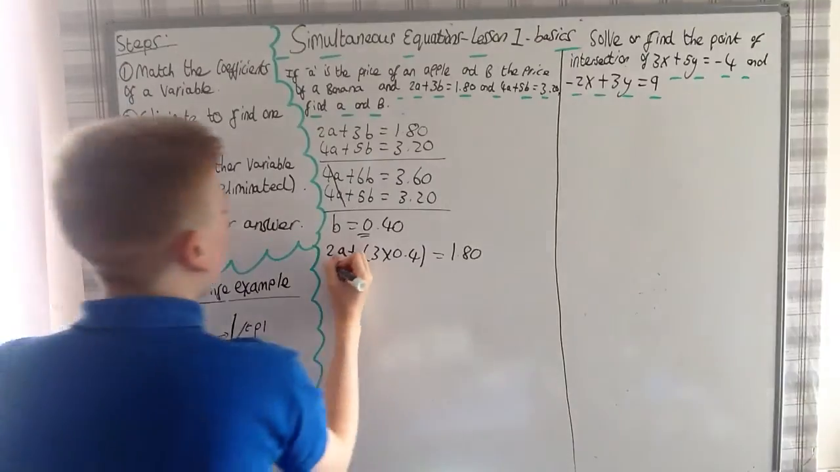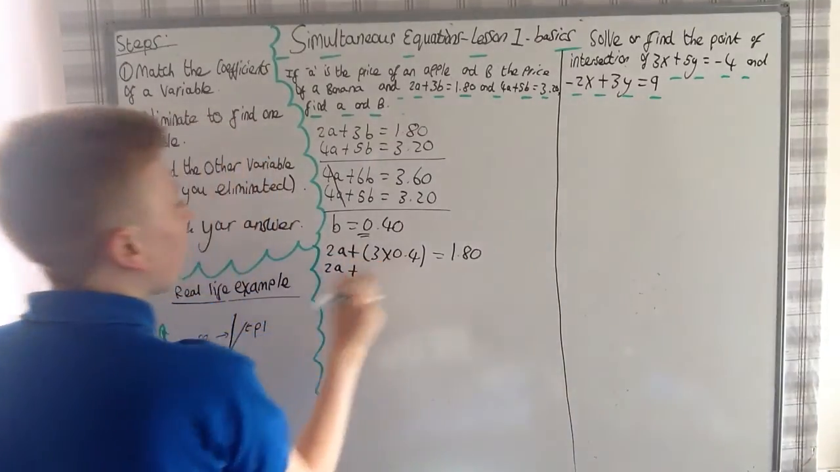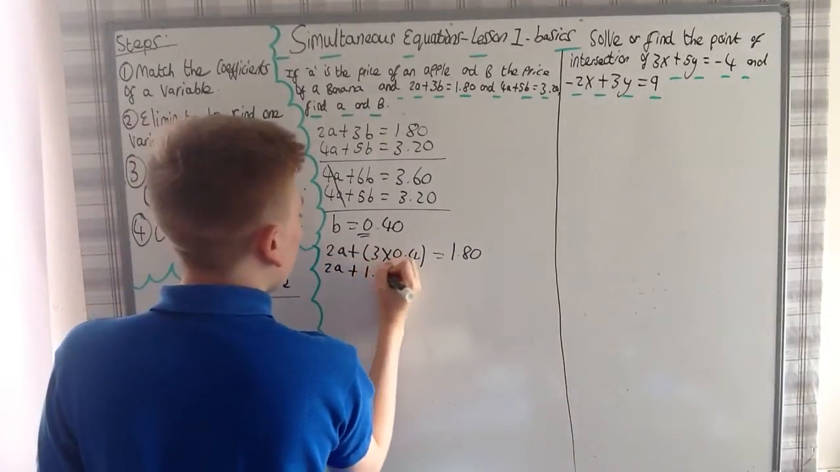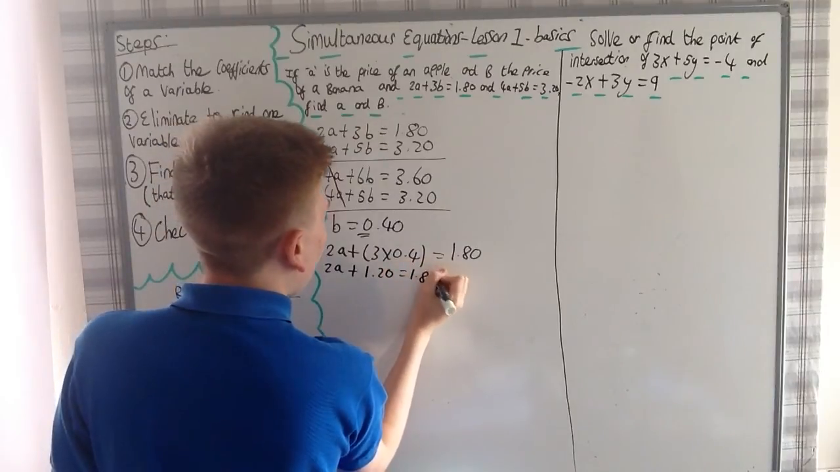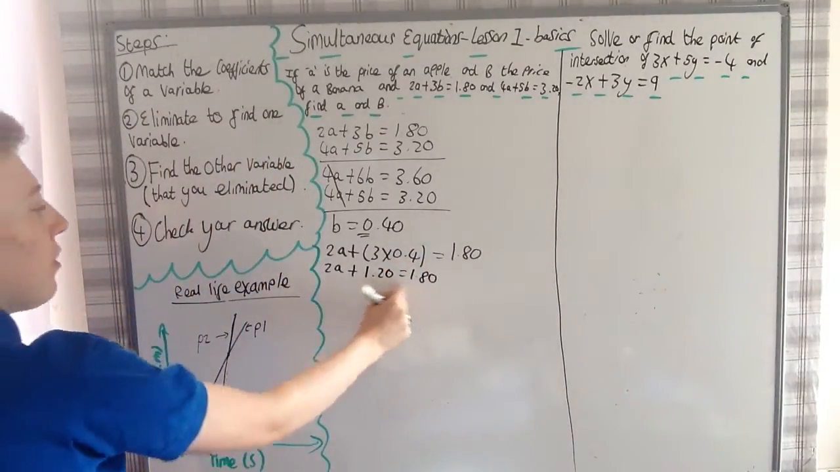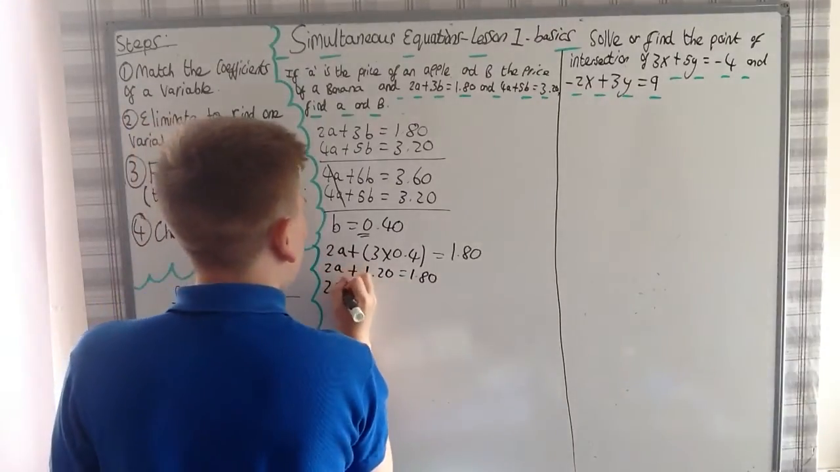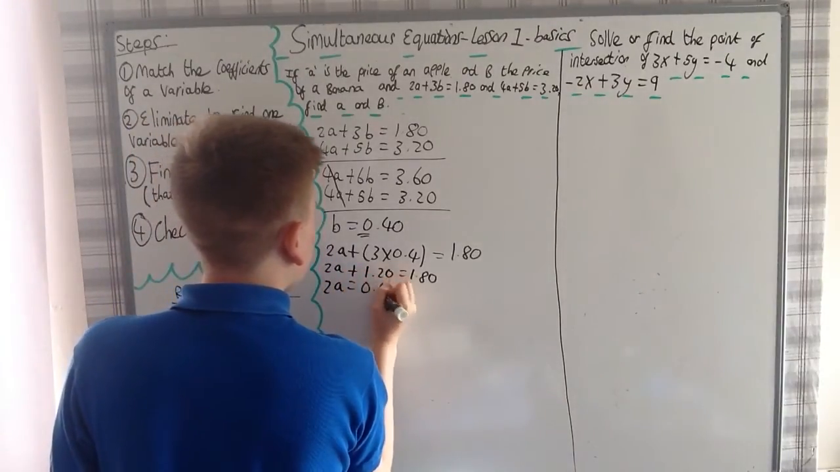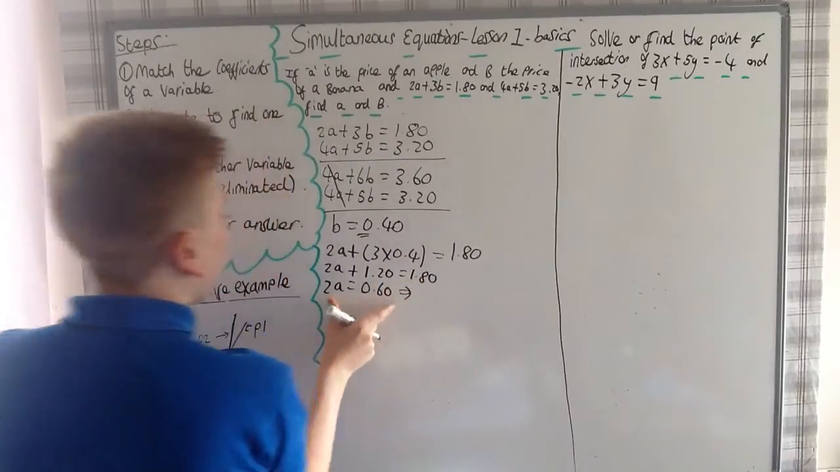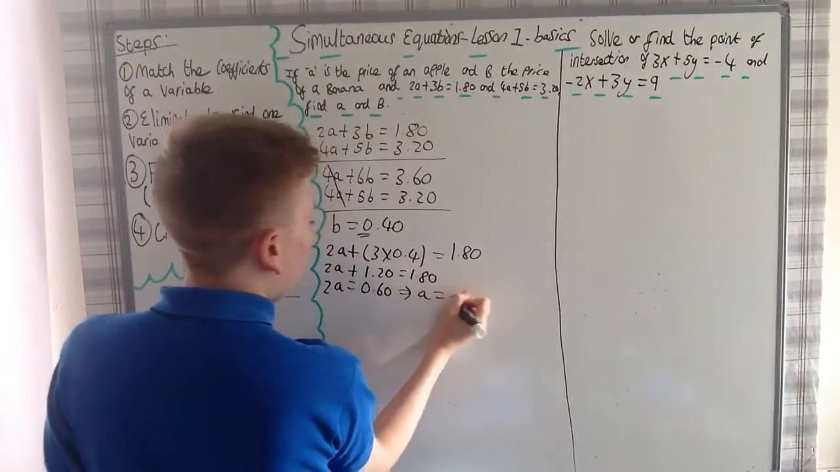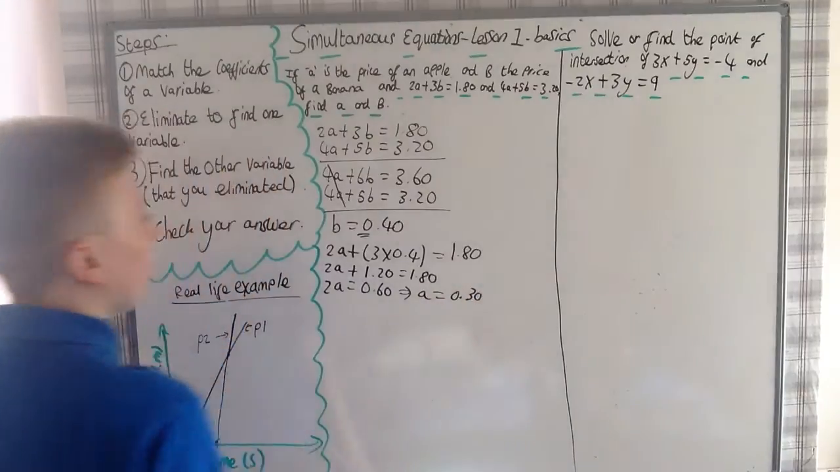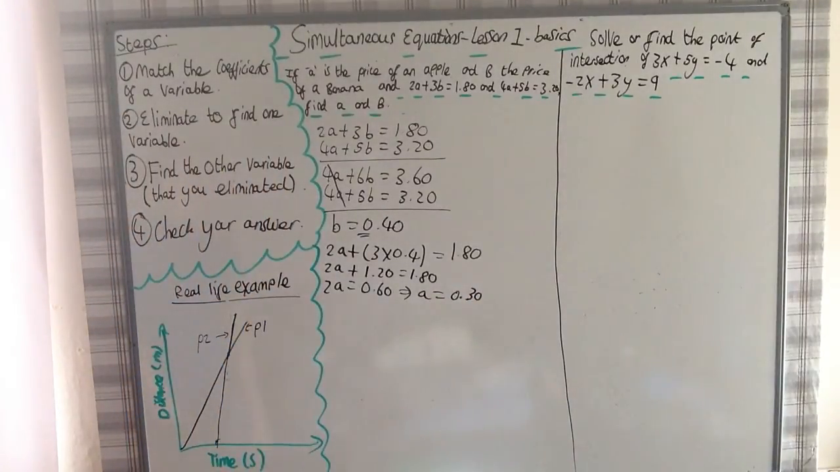So if we simplify this, we get 2a plus 3 times 0.4, that's 1.2, equals 1.8. Now if we subtract the 1.2 from the 1.8, moving that across, we get 2a equals 0.6. And therefore, dividing both by 2, we get a equals 0.30. So the price of an apple is 30 pence.